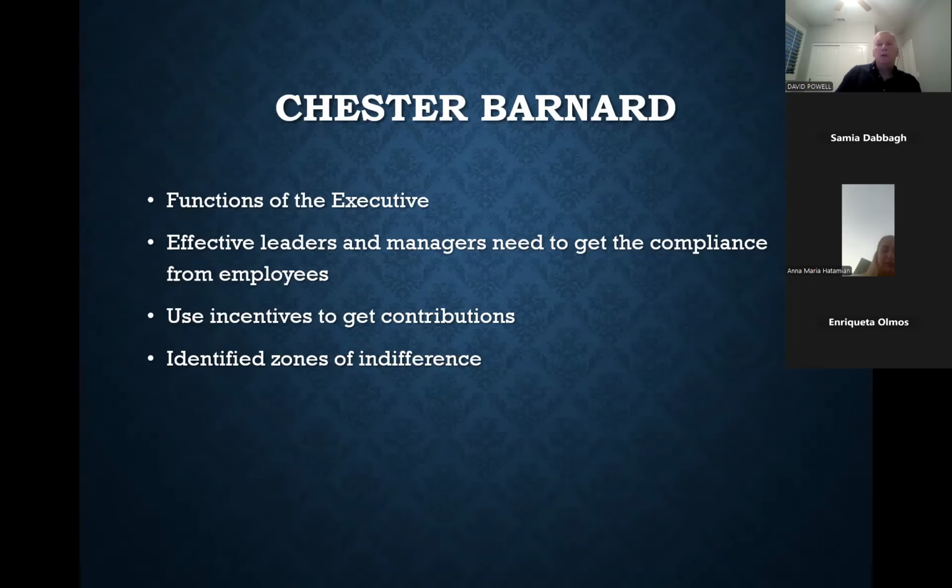The contributions we need from employees are things such as consistent effort, providing effort on a consistent basis. That's usually what the motivation literature refers to as motivation. People are motivated if they are willing to exert effort on a consistent basis. So we need their effort. We need their loyalty to the organization.